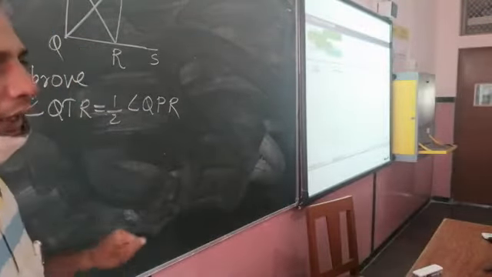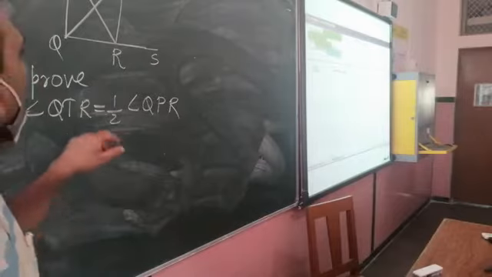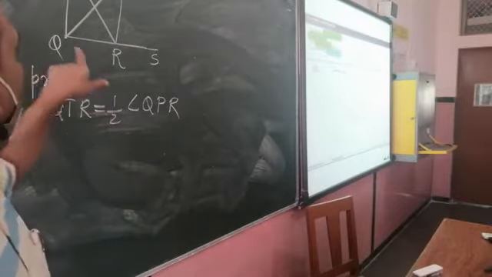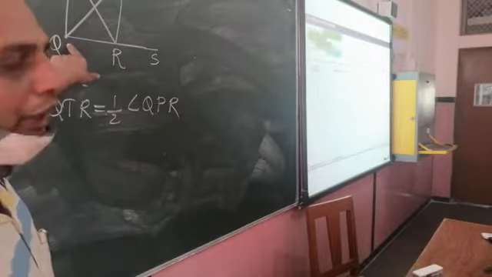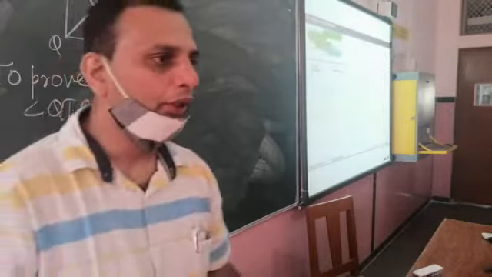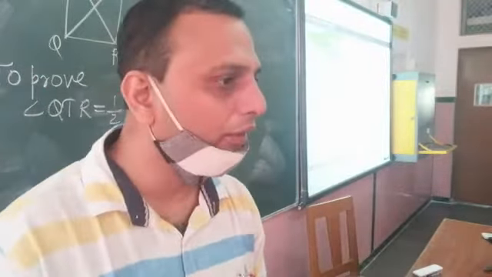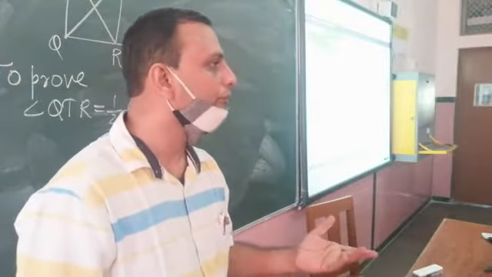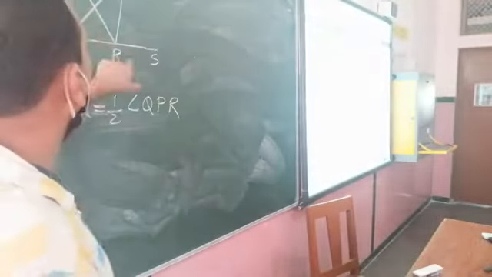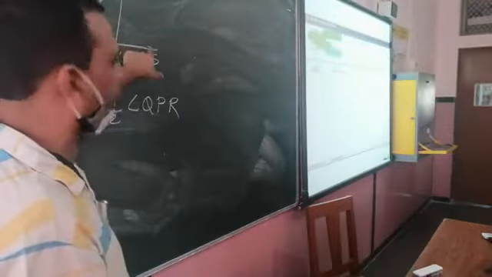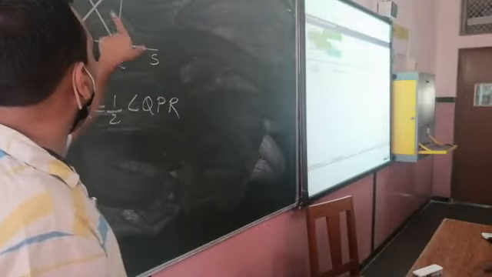There are two figures given, PQR and TQR. And it is written that QT is the bisector of angle Q. What is written? QT is the bisector of angle Q. It means what? Q is divided into two equal parts. This Q is divided into two equal parts. And similarly PRS. RT is the bisector for what?